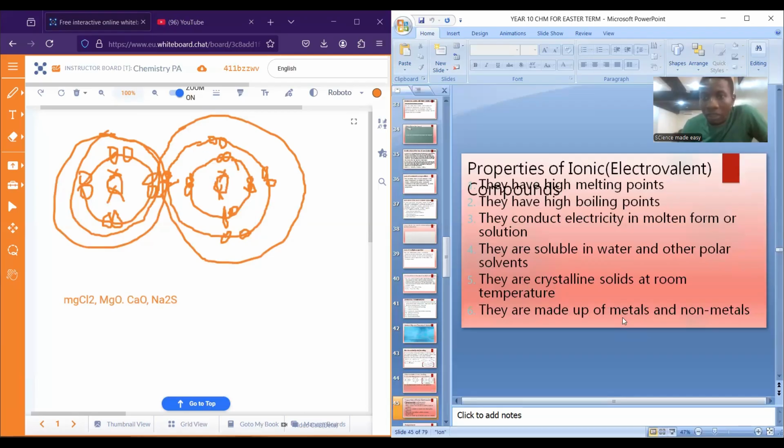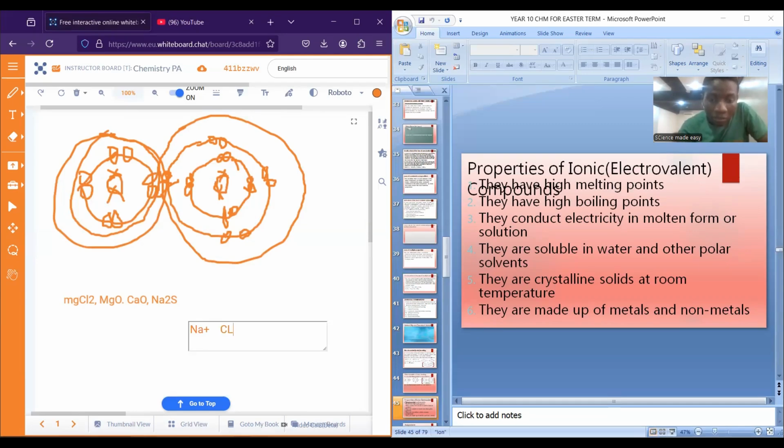So what are the properties of the electrovalent compounds or ionic compounds? They have a high melting and boiling point. They can conduct electricity. Do you know the reason why they can conduct electricity? Because they are ionic. So for example, I told you about Na plus.